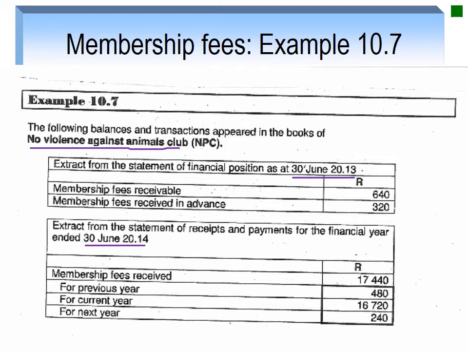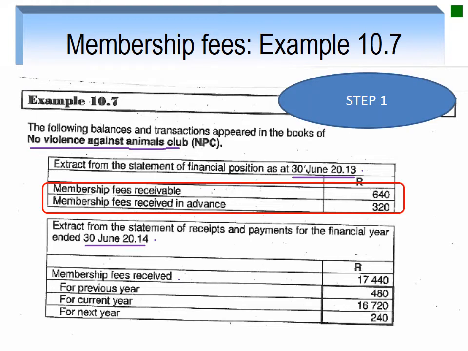So this is at the end of the prior year, the beginning of the current year, and this is money that we've received during the current year up until the year ended 30th of June 2014. So our first step is we are going to look at what amounts were accrued for at the end of last year, that's the 30th of June 2013, because we've got to reverse those. That's our first step in the beginning of the next year. The next year ends 30th of June 2014, but it will start on the 1st of July 2013.